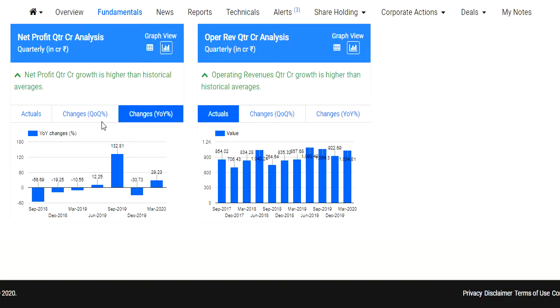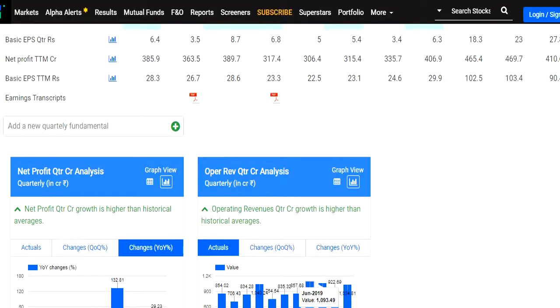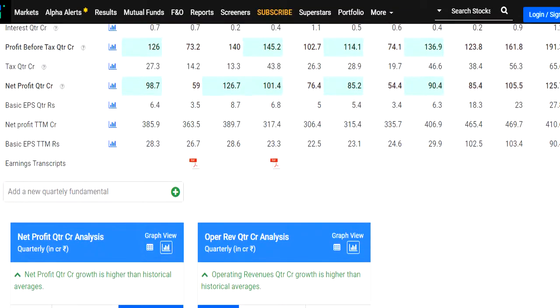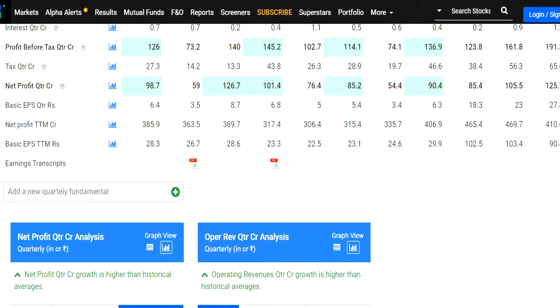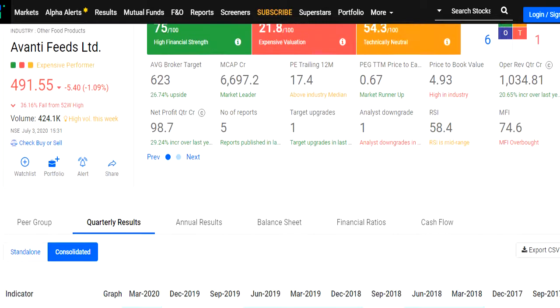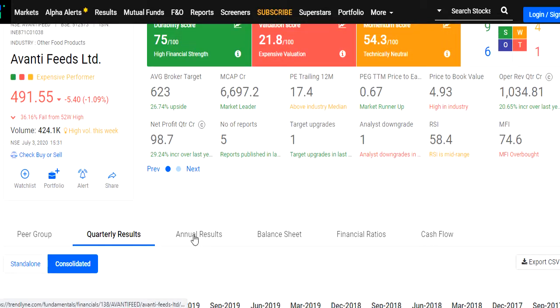Quarterly results, and also you can see the revenue, also in the quarterly analysis. This is one of the interesting factors here. So if you want the earnings report in PDF, you can download it here. Same thing like annual results and balance sheets, financial ratios, everything you can look at here.